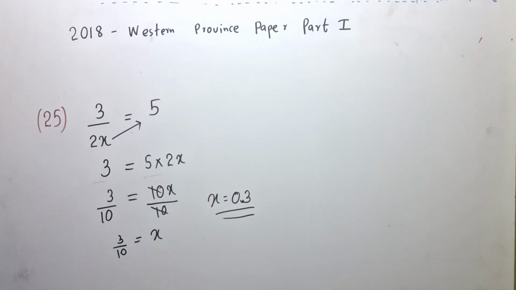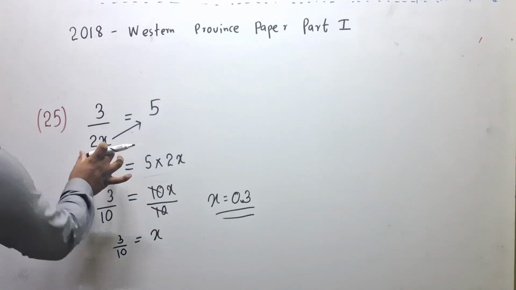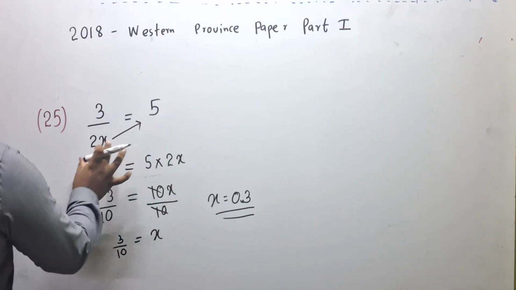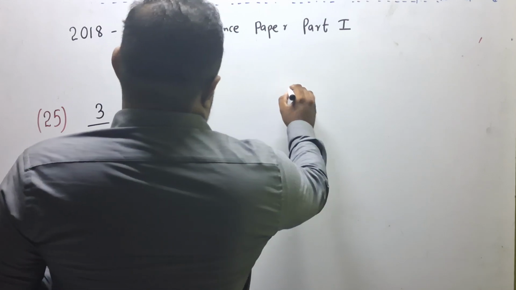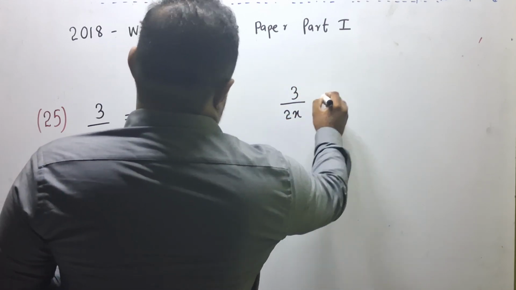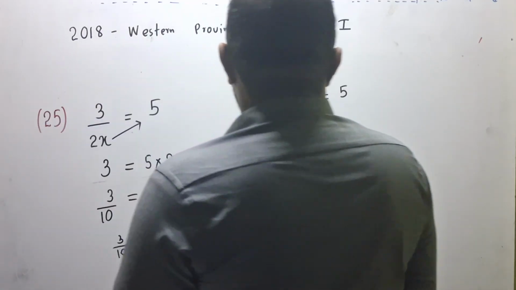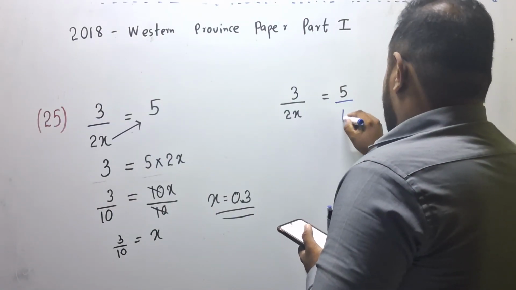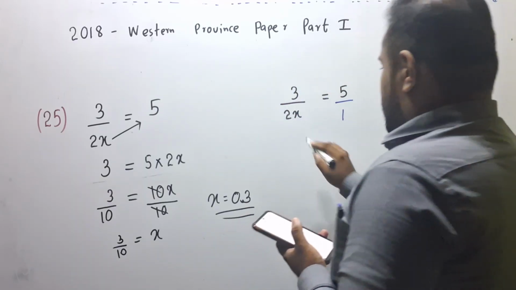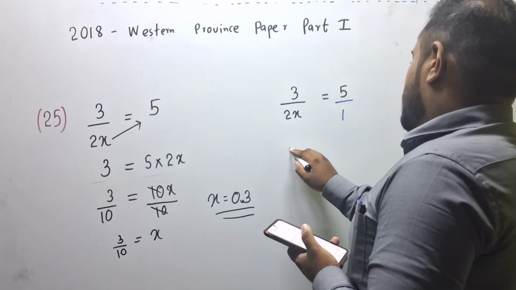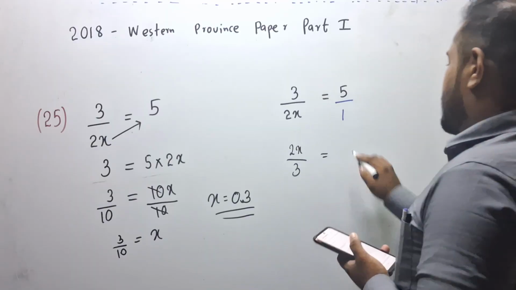That's one method. The other method is getting the reciprocal. When we get the reciprocal, x does not move to the other side, x remains on the same side. 3 over 2x equals 5. But I write this 5 as 5 over 1. Then what I am doing is taking the reciprocal. Reciprocal of 3 over 2x is 2x over 3. Reciprocal of 5 over 1 is 1 over 5.